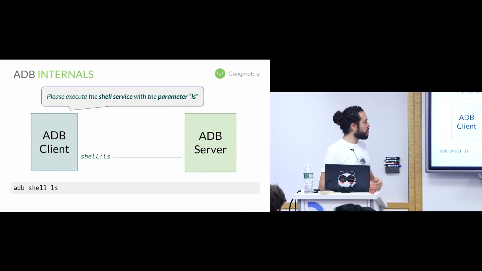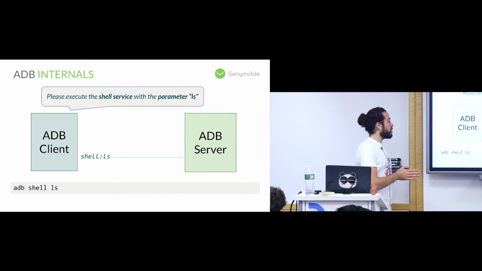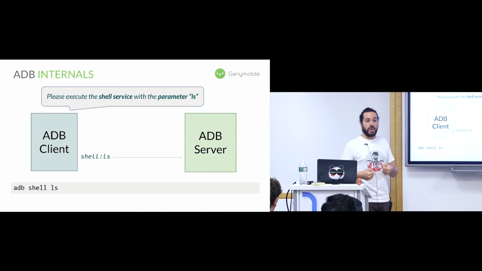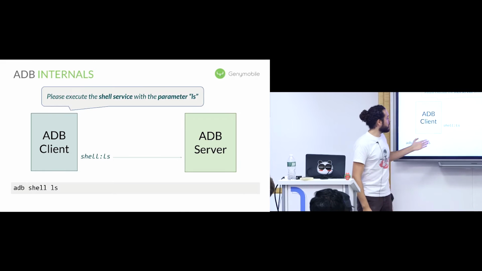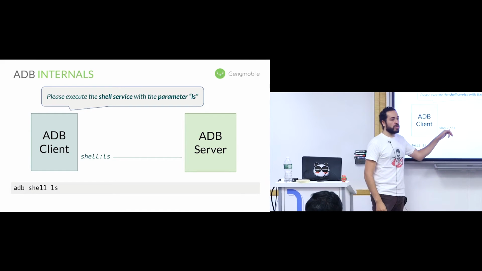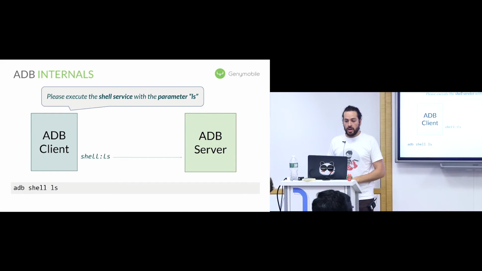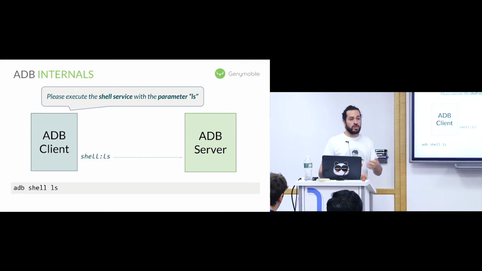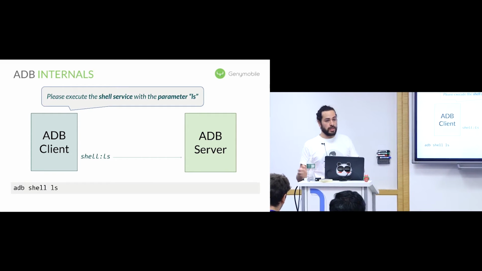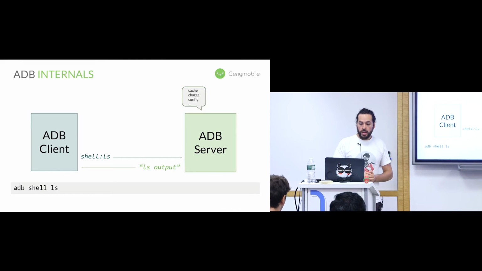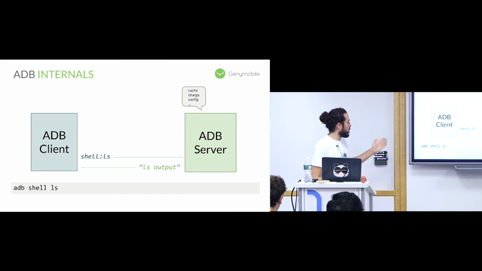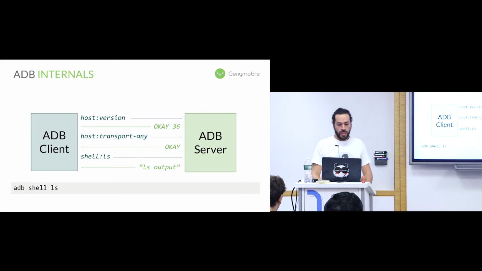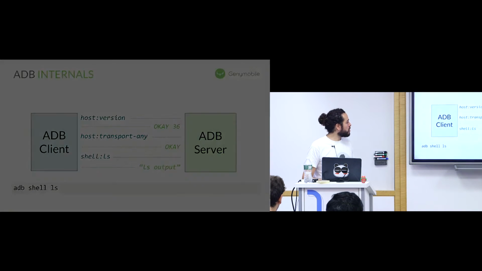And then, finally, we have our real command, the thing that you asked ADB, that will be sent to the server: shell:ls. That will ask the server to execute the shell service with the parameter ls. And then the ADB server will answer with the real output of the ls that has been executed on the daemon side. So you have the full discussion.